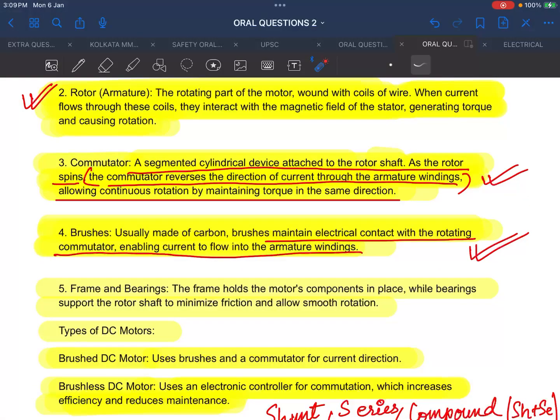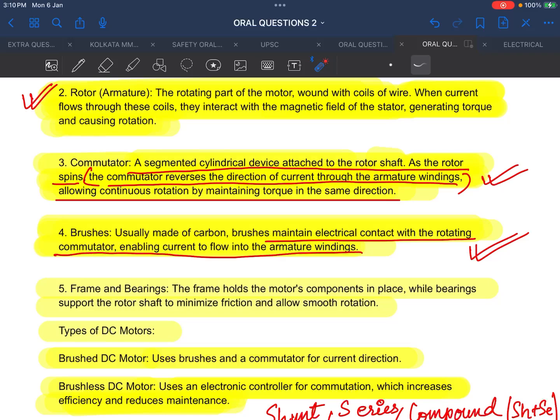Commutator: what is a commutator? The main purpose of the commutator is to reverse the direction. It is like a switch, where they convert AC current into DC. The main purpose is that they reverse the direction of current through the armature winding. Why do they reverse the direction? Why is there a need to reverse the direction? I will explain after a bit.